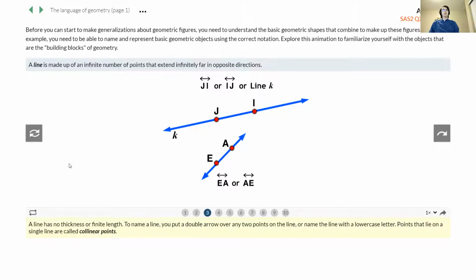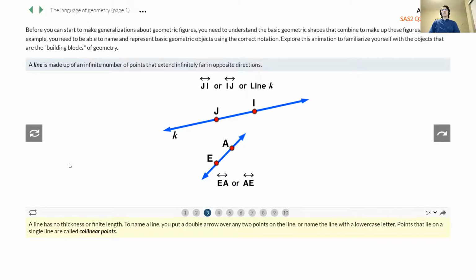To name a line, I would put a double arrow over any 2 points on the line, okay? So in this case, J and I, or I and J, the order doesn't matter. You can think of it as if I was to put these 2 points on a piece of paper and draw a line that connects them and keep going forever, I've built the line JI or IJ, right?